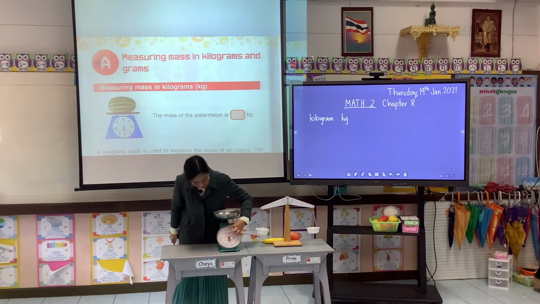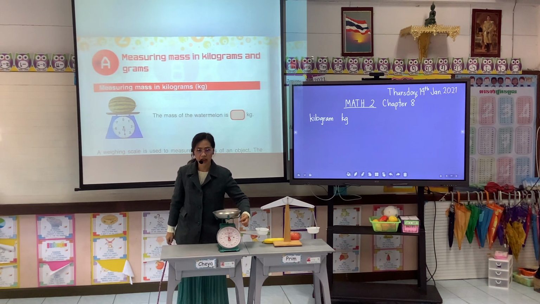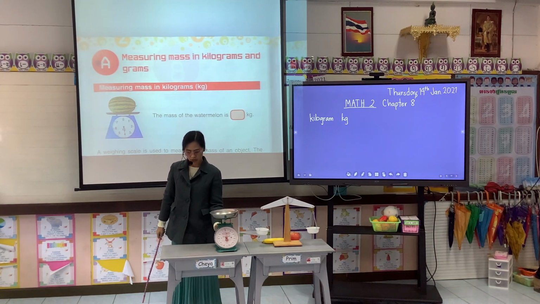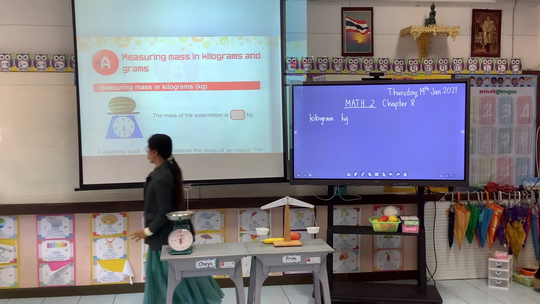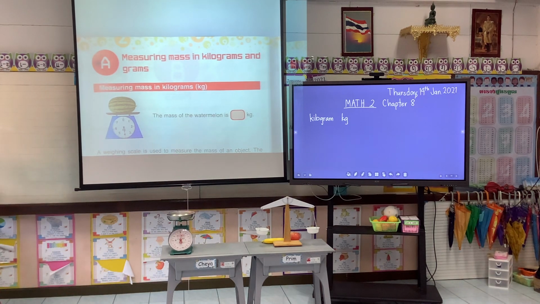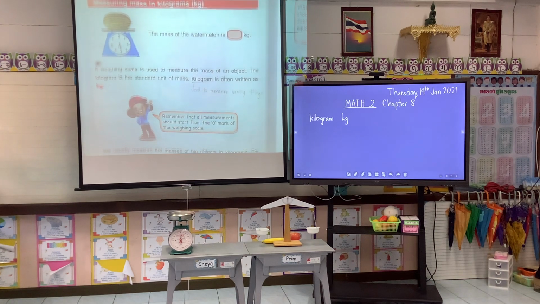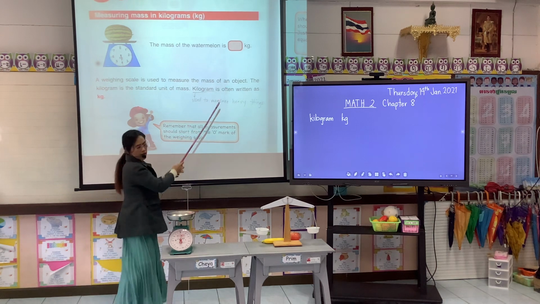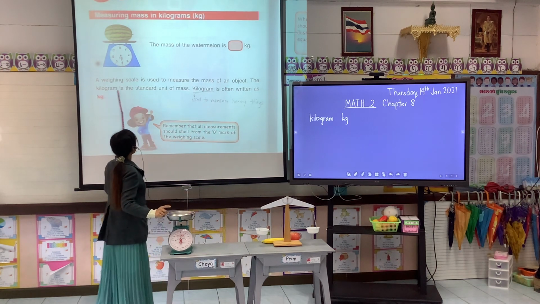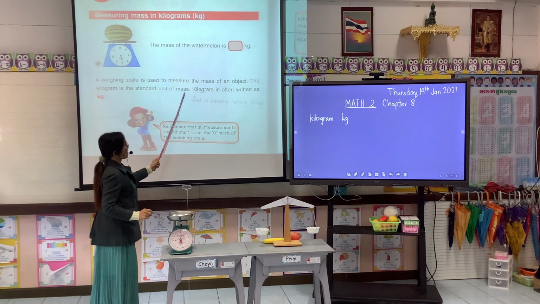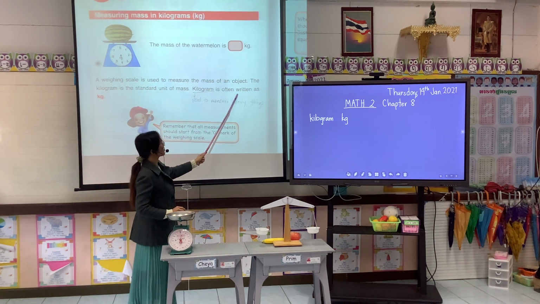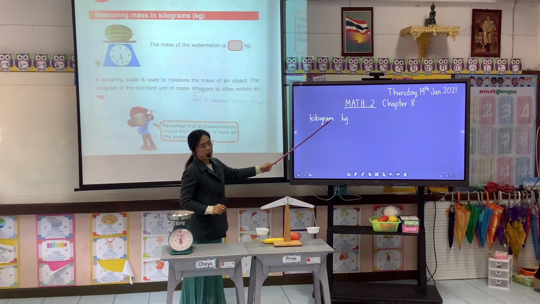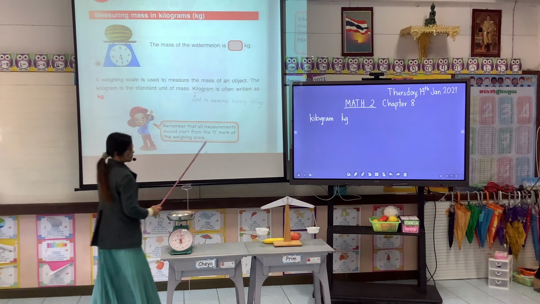A spring scale has only one pointer. It's not the same as a clock. A weighing scale is used to measure the mass of an object. The kilogram is the standard unit of mass. Kilogram is often written as kg. As I said, kilogram is kg.